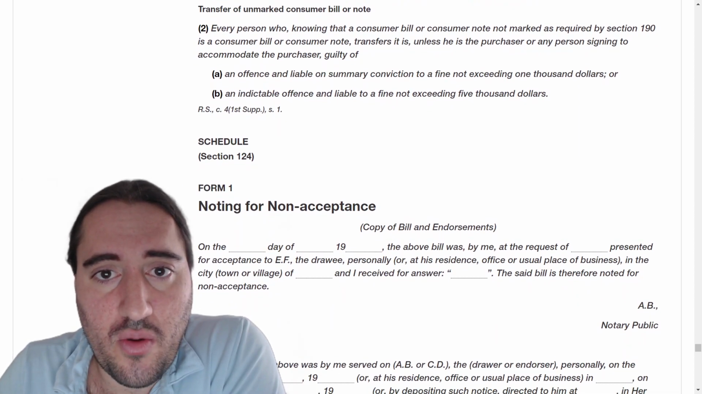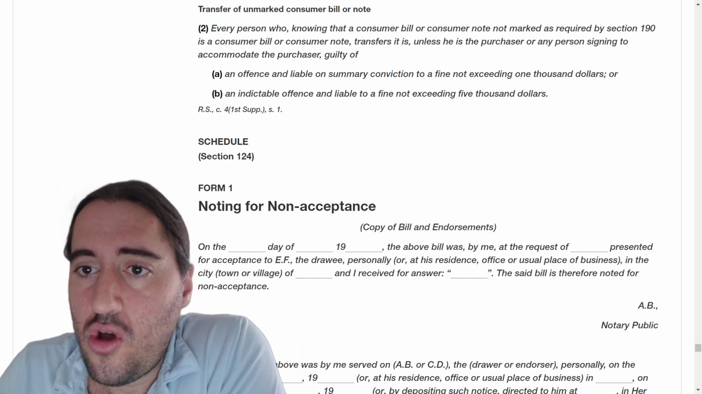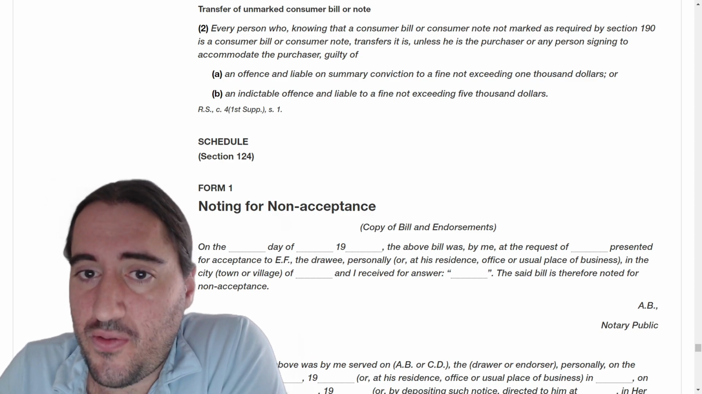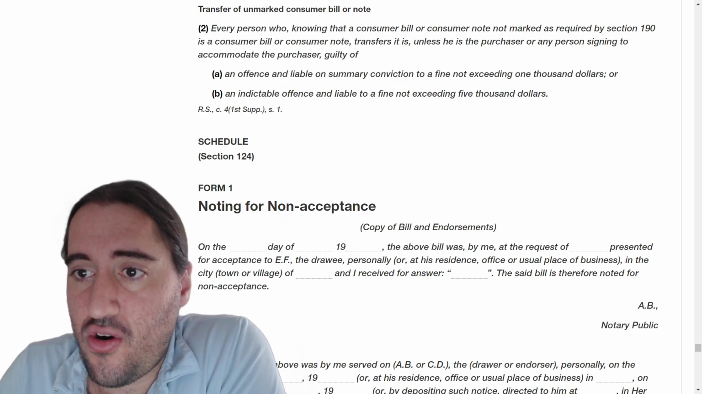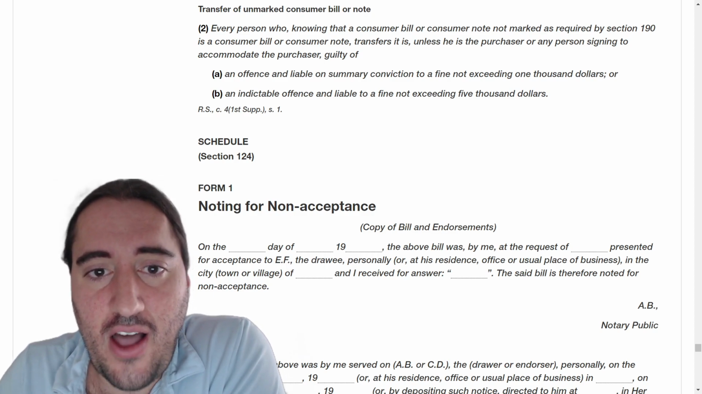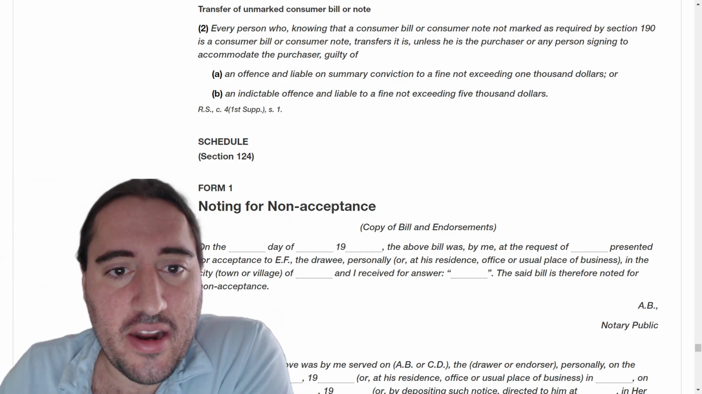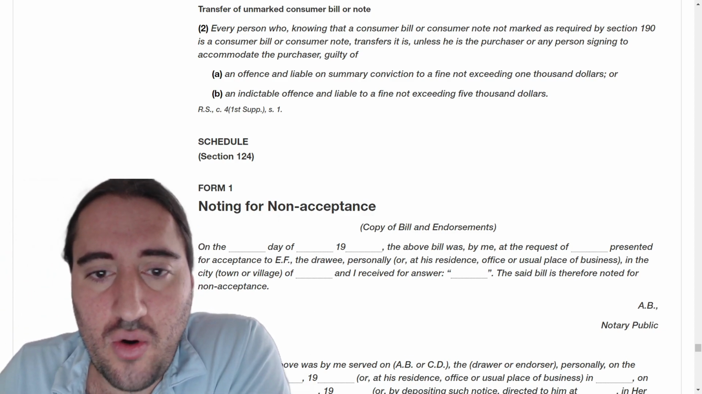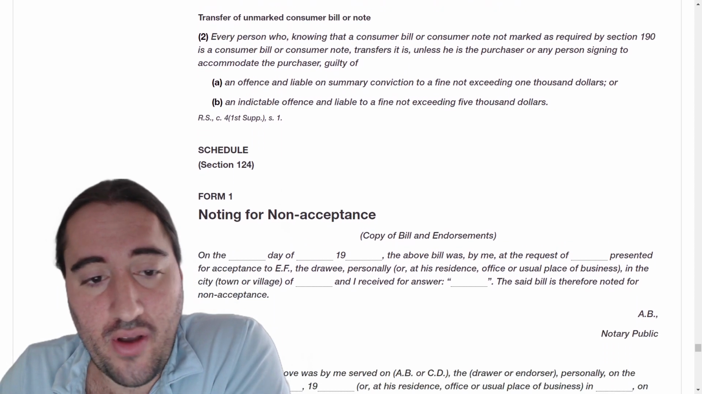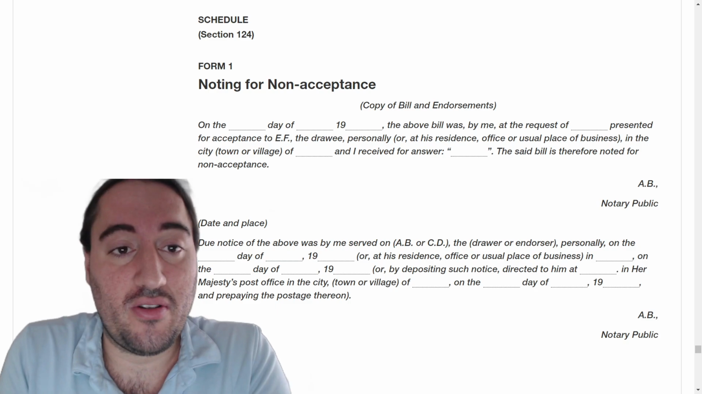Transfer of unmarked consumer bill or note. Every person who, knowing that a consumer bill or consumer note not marked as required by Section 190 is a consumer bill or consumer note, transfers it is, unless he is the purchaser or any person signing to accommodate the purchaser, guilty of (a) an offense and liable on summary conviction to a fine not exceeding $1,000, or (b) an indictable offense and liable to a fine not exceeding $5,000. Okay, so make sure you write "consumer purchase" when it's a consumer purchase on the bill or note.